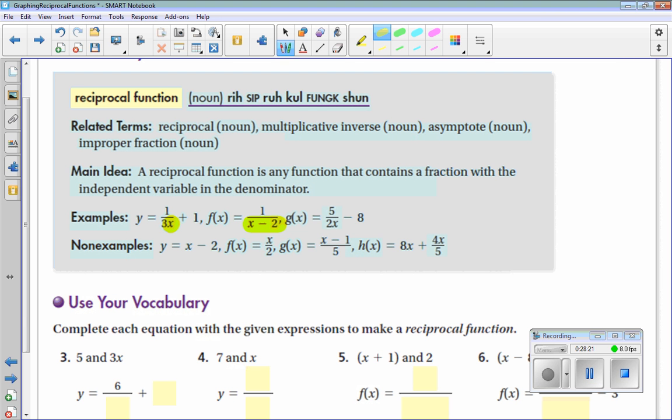Very good. Down here, I have, again, a reciprocal function. What does that -8 do? Down 8. Good. We remember things. It's awesome. Notice the non-examples. Notice where the x is every time. Not in the denominator. So in order for it to be a reciprocal function with asymptotes, our x is going to have to be in the denominator.